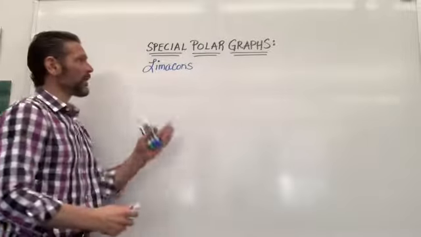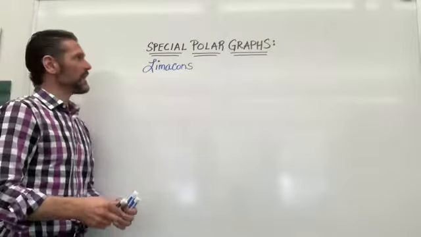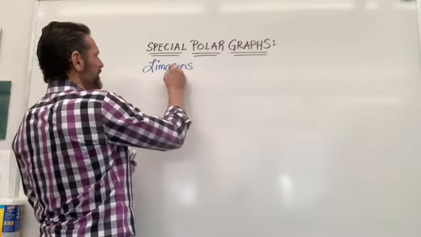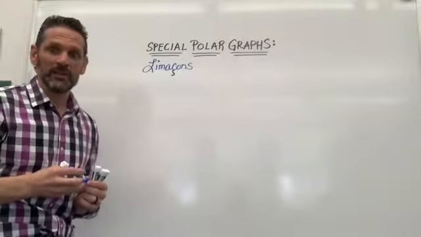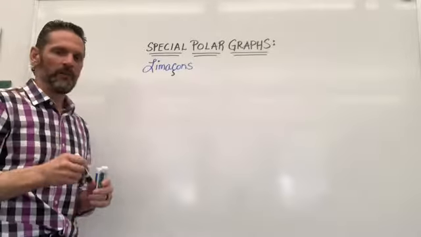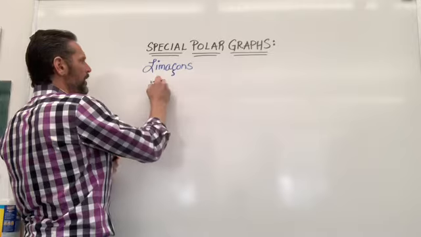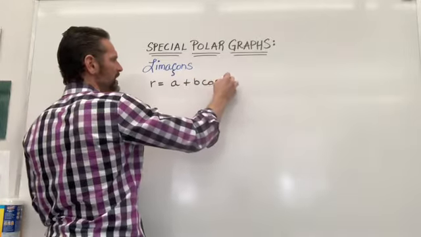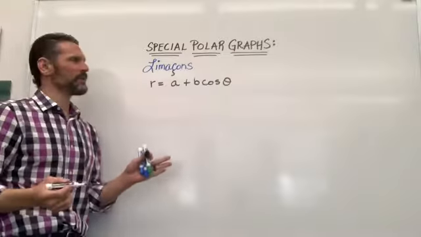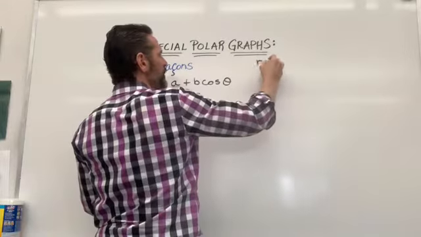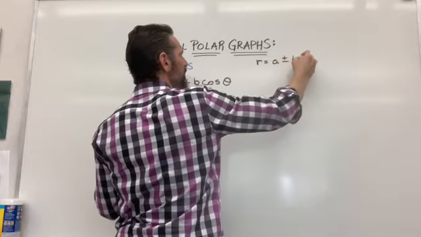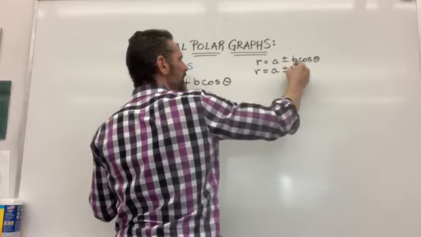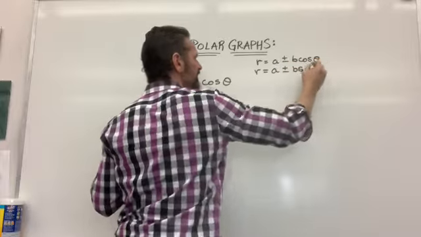We're going to start this process by looking at Limacons. No. Let's fix this and put the cedilla here. Limaçons. Limaçons are of the form r equals a plus b cosine theta. Now, it's really r equals a plus or minus b cosine theta, or r equals a plus or minus b sine theta.